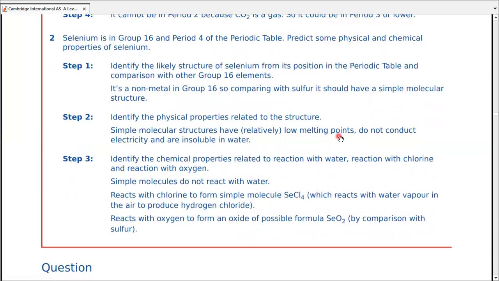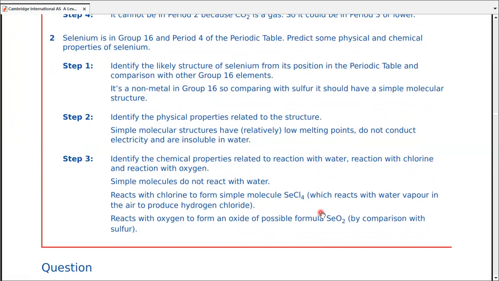Identifying the physical properties, simple molecular structures have low melting points. They do not conduct electricity. They're not soluble in water either. Identifying the chemical properties with reaction with water or reaction with chlorine or oxygen. Simple molecules do not react with water. It reacts with chlorine. It is going to form simple molecules, just like silicon did, sulfur did back there.